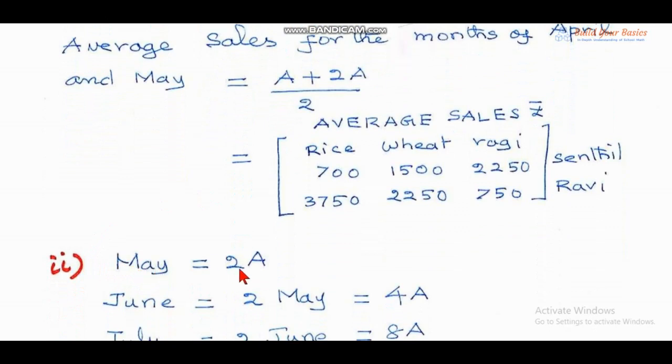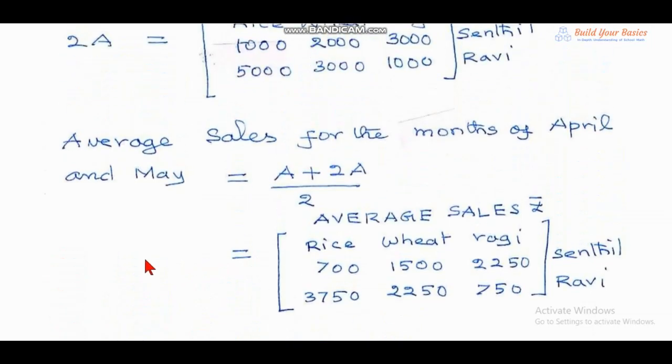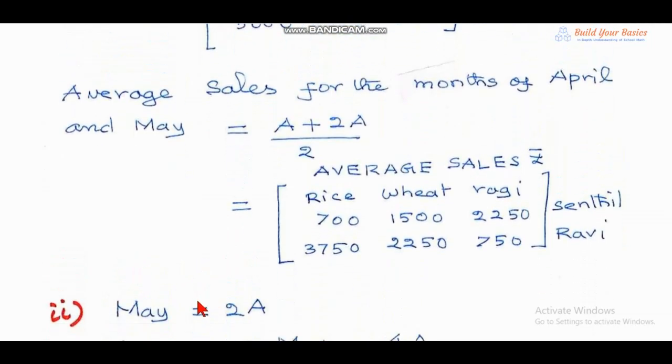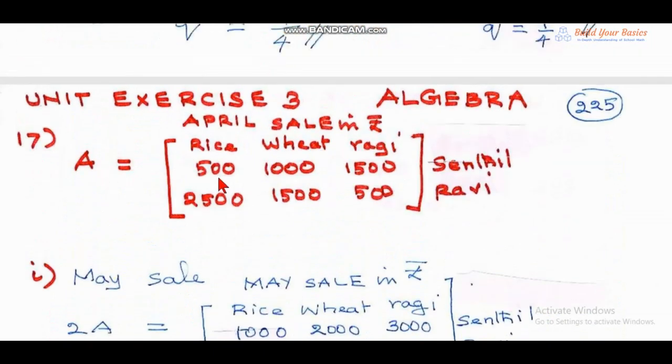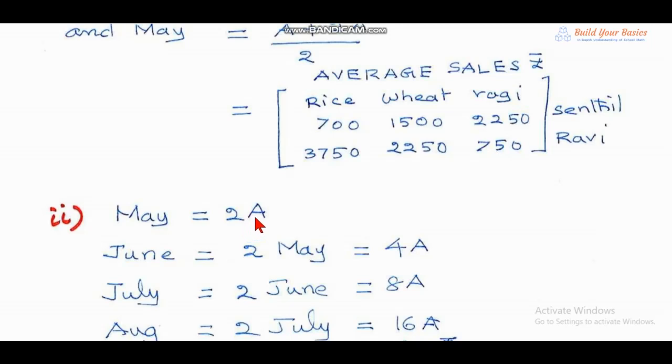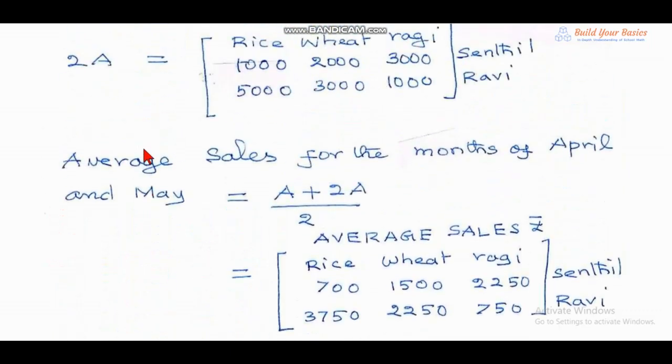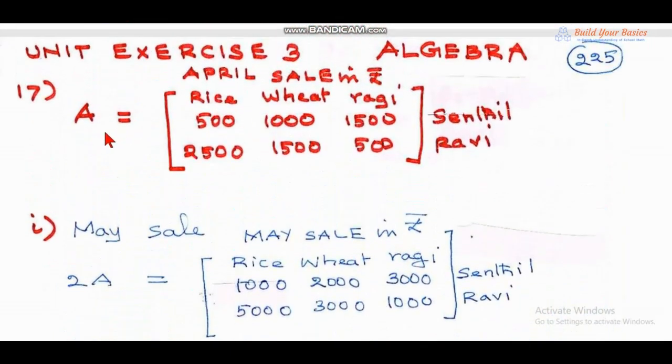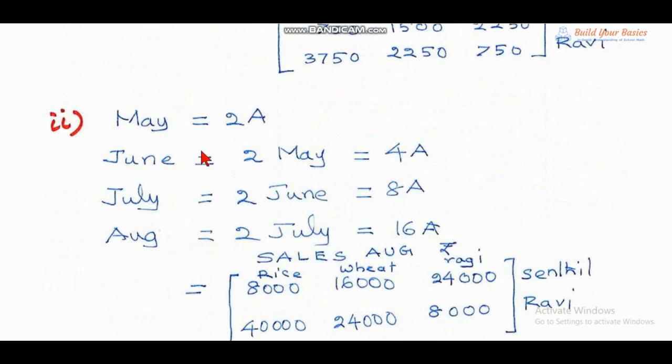For May we have 2A. A is the sale for April. For May, 2 times April. For the month of May the sales is 2 times the sale for April. So it is 2A.